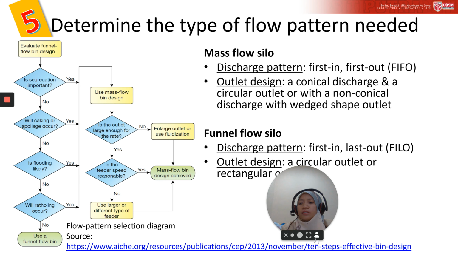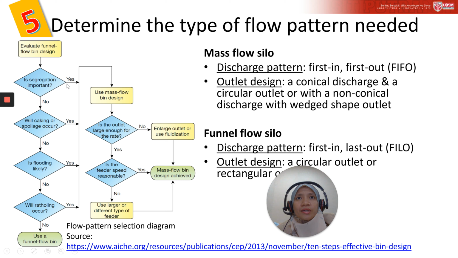So here in this lecture, I am going to introduce you to this flow chart, this flow pattern selection diagram. It gives an idea how to select and determine which flow pattern is the best, by considering the 4 questions here. The first question is, is segregation important? In the food industry, of course, segregation is important. We have to avoid segregation.